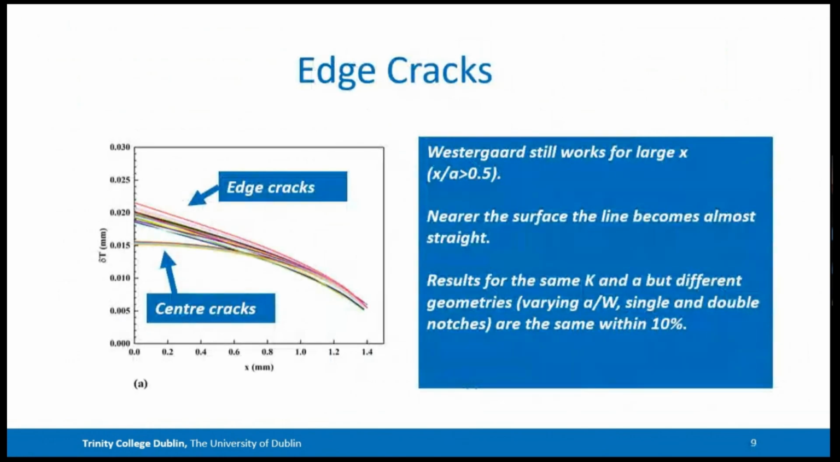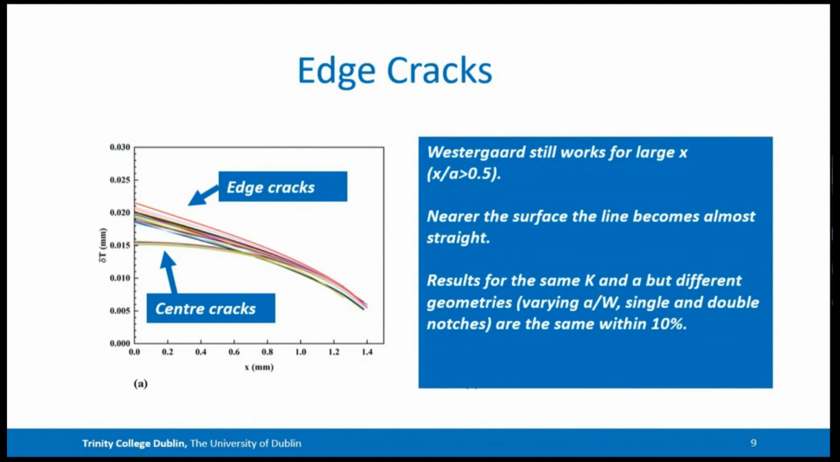We then went on to look at edge cracks, and something a bit more interesting happened there. So if you compare the crack opening profiles of center cracks and edge cracks of the same length, we've got a number of different edge cracks in there. We've got single edge notches, single edge crack, double edge crack, and so on. And you can see there's a bit of scatter, but they all fall on more or less the same line. And you see it's quite different. If you've got an edge crack, the edge opens a lot more. This is kind of intuitively what you might expect.